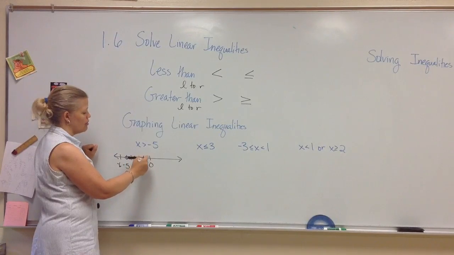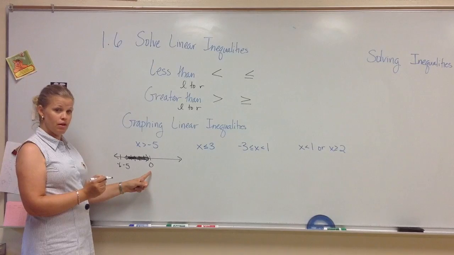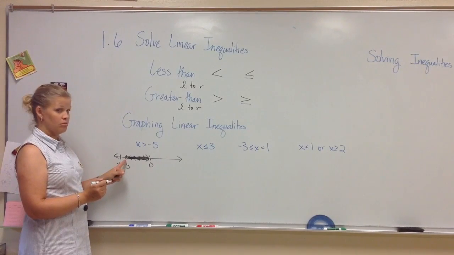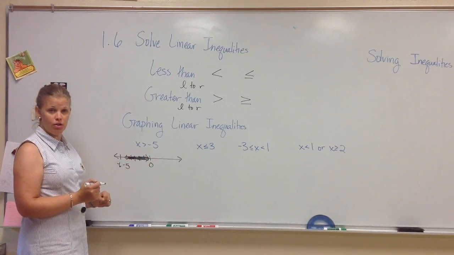So this is what I'm going to expect to see when you graph those. Remember, I always want to see the 0. I'll need to see a closed circle, or well, open. We'll look at closed in a minute, and which direction it's going.